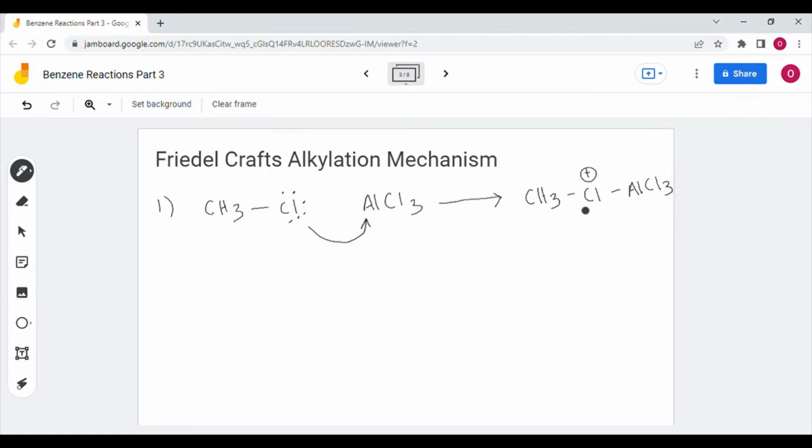What ends up happening next is that this electron is going to go onto the chlorine, thus producing CH3+ with some kind of ClAlCl3 molecule, or more commonly known as AlCl4. So this electrophile is now a strong electrophile in which it can do the direct benzene substitution.